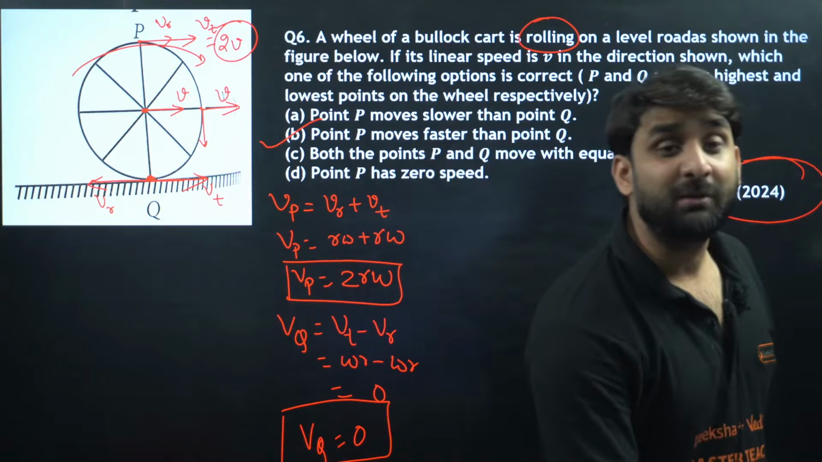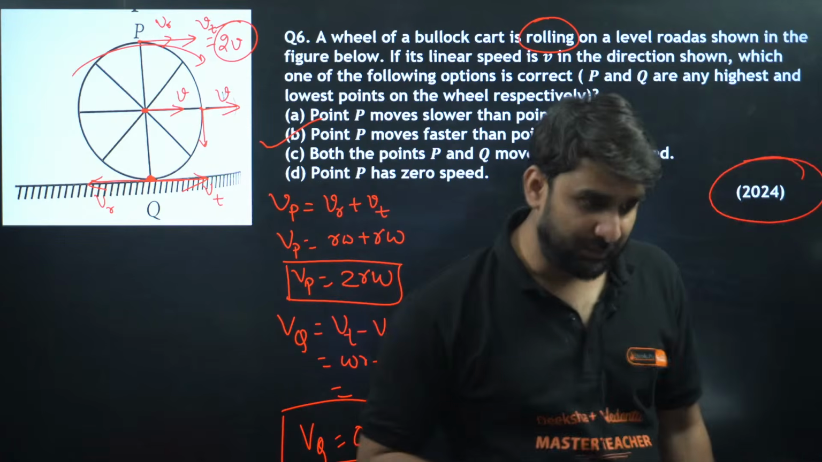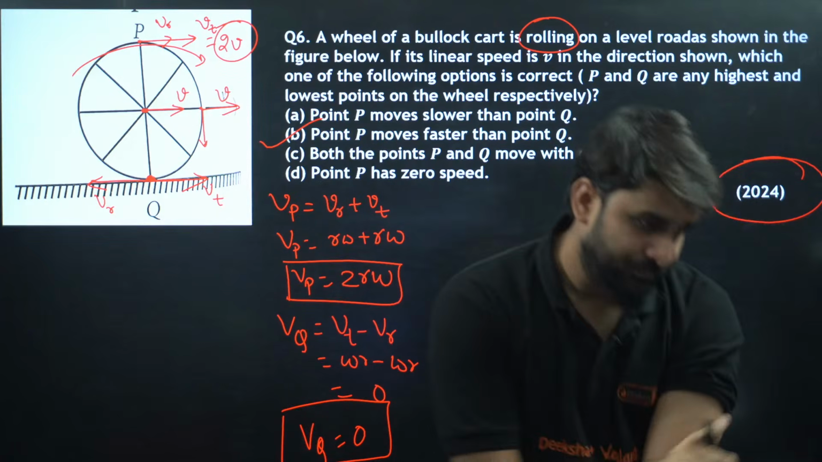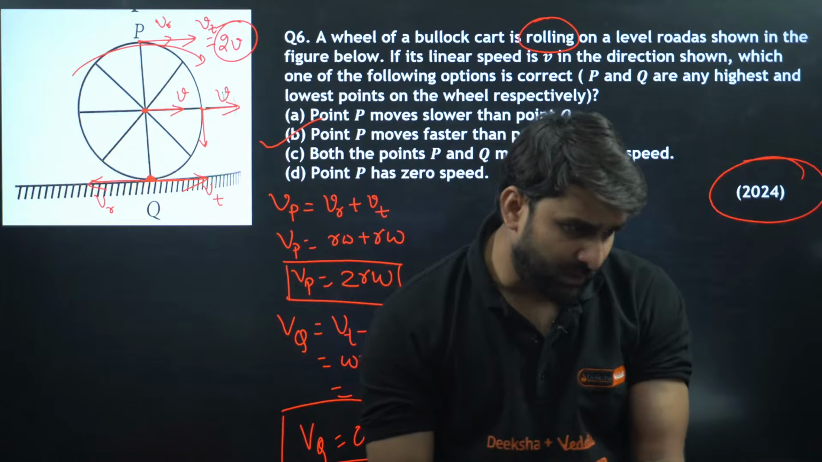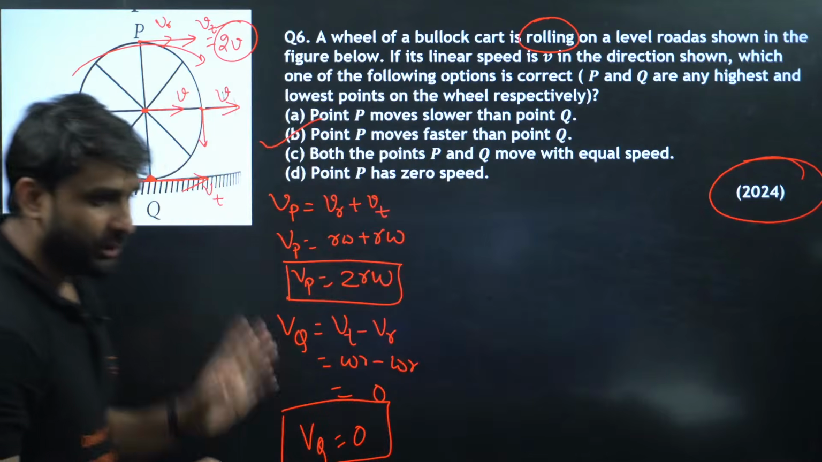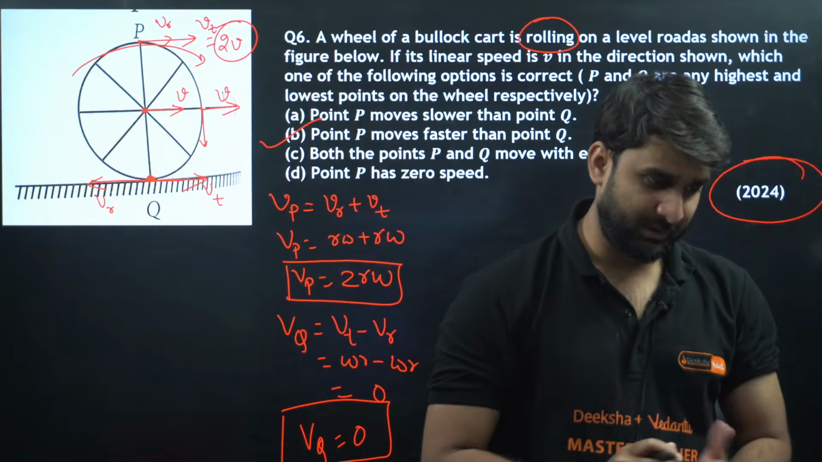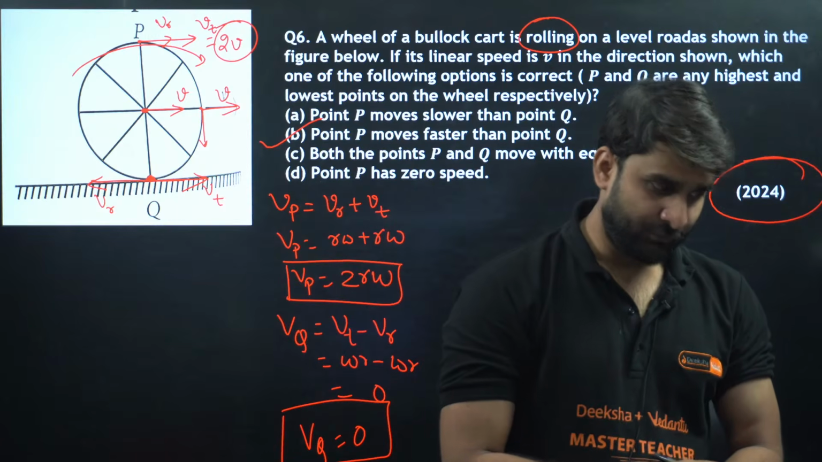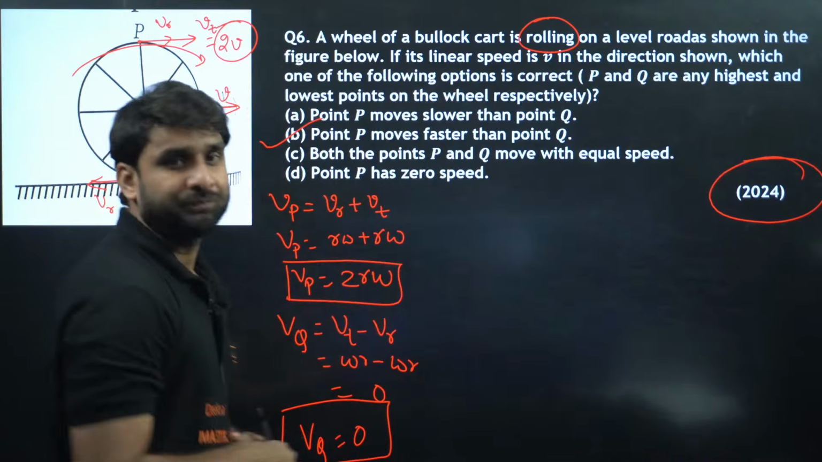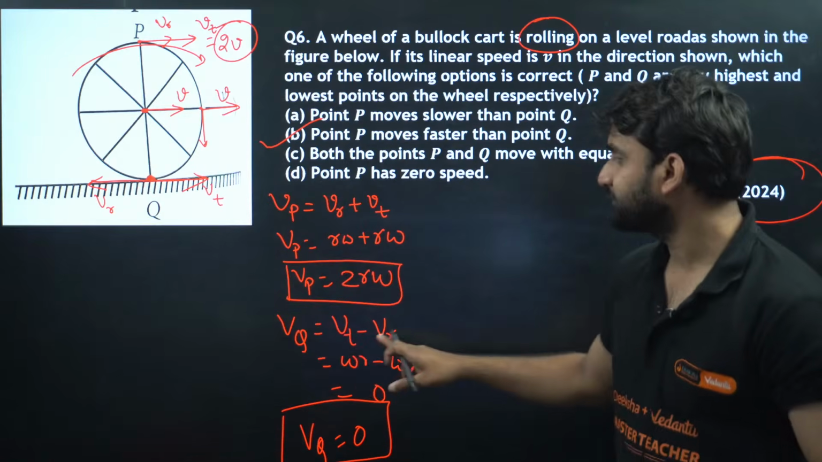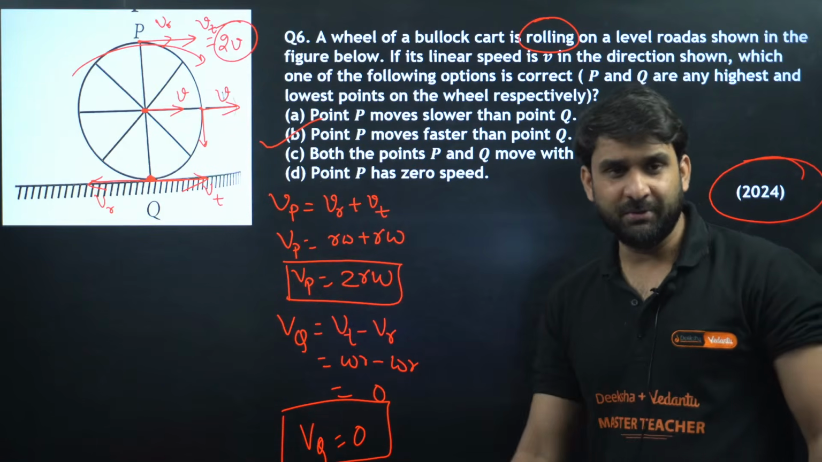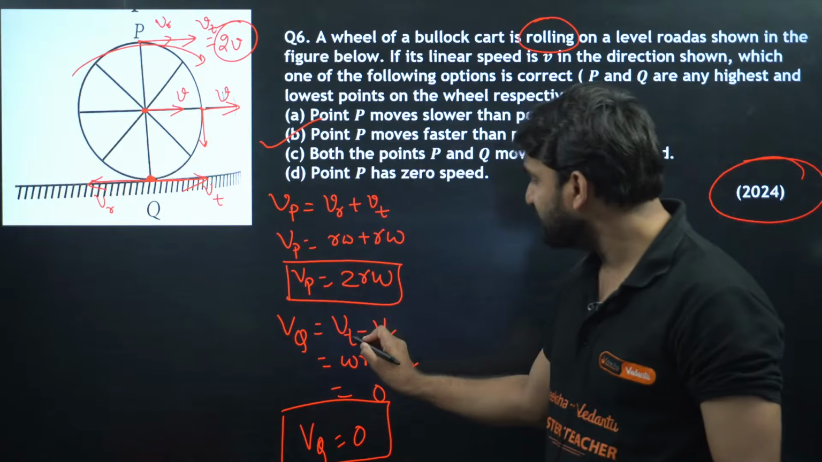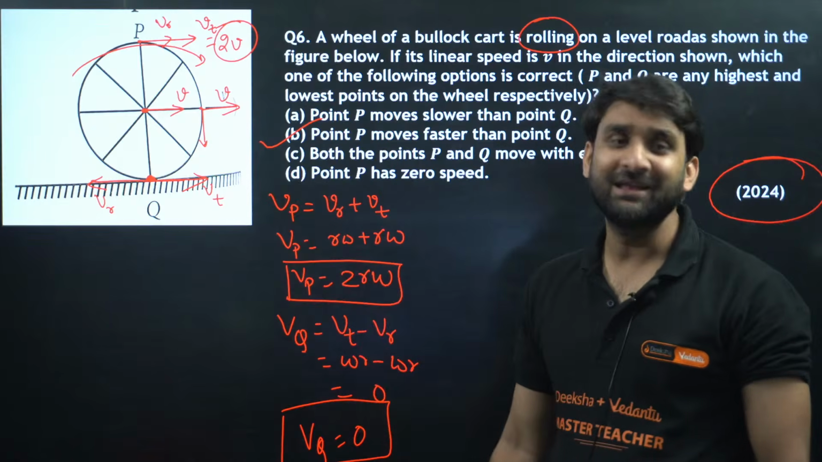So which point will be moving faster? The point at P. Sir, option B is correct. Very good, B is correct. Superb, everyone. So I have given you the proof also. Okay, champion, this Vt is translational, which is also called linear.